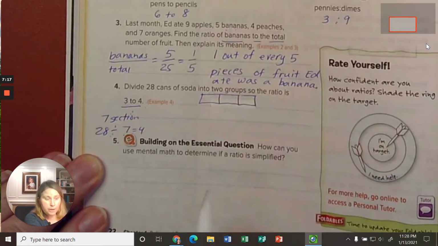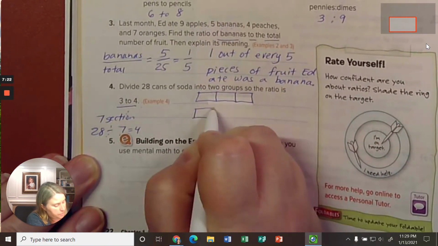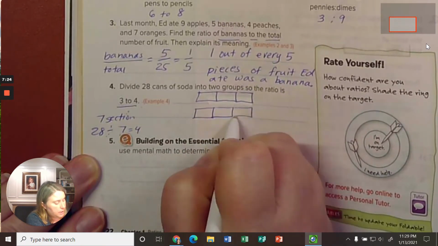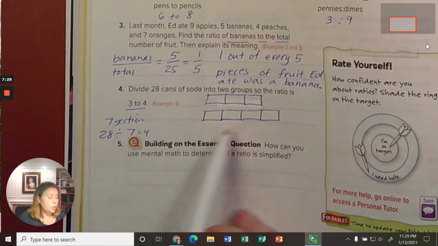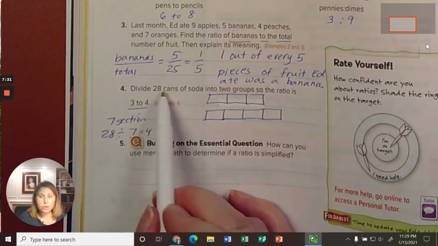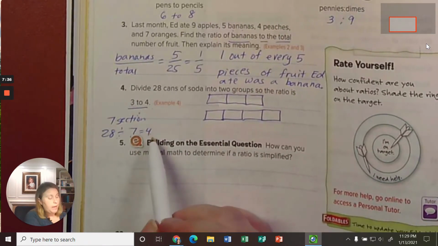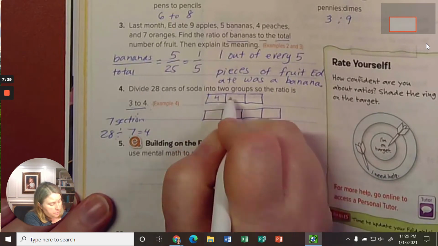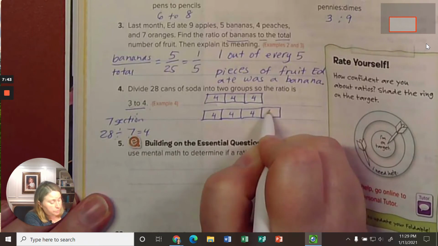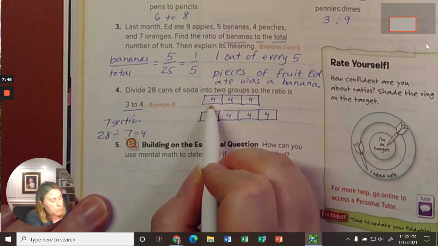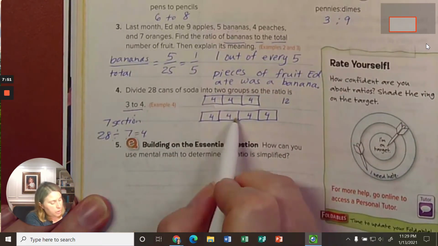That's our group of 3. This is called a tape diagram or a bar diagram. And that's our group of 4. And we know that in order to have 28 cans of soda divided evenly, each of these sections will need to have 4 cans of pop. Okay, so 4 times 3 is 12 in that section. 4 times 4 is 16.